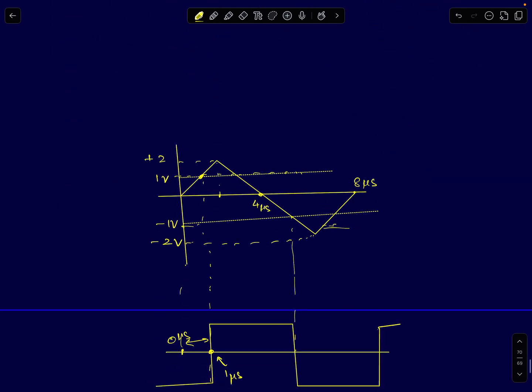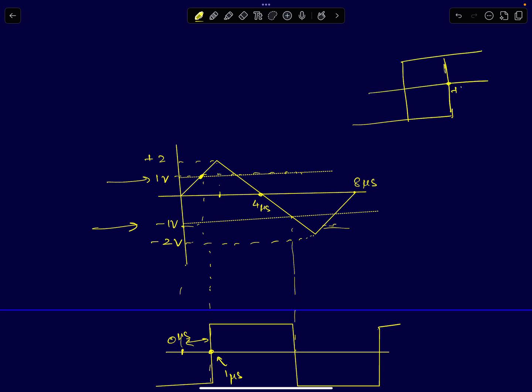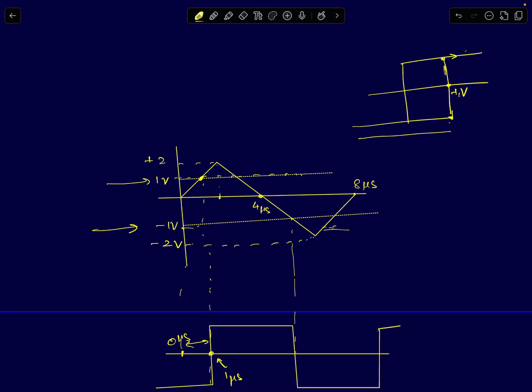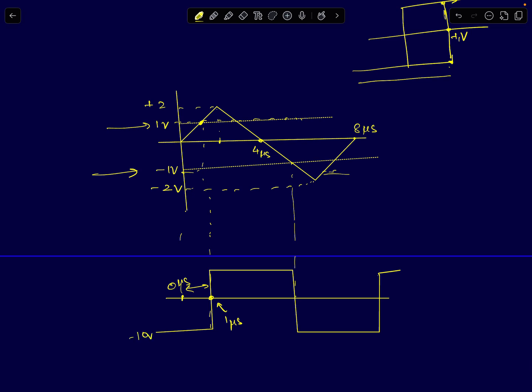Now once you know that, you can just directly draw the threshold voltages. You have the waveform. Plus 1 is the low to high threshold, minus 1 is the high to low threshold. The moment your input signal reaches plus 1 volt, your output will go from minus Vsat to plus Vsat. That directly follows from the graph. If you look at this graph, it will look something like this. The moment your input, coming from a negative voltage, reaches plus 1 volt and then crosses plus 1, at that point your output goes from minus Vsat to plus Vsat. So your output will go from minus 10 volts to plus 10 volts when your input crosses 1 volt.